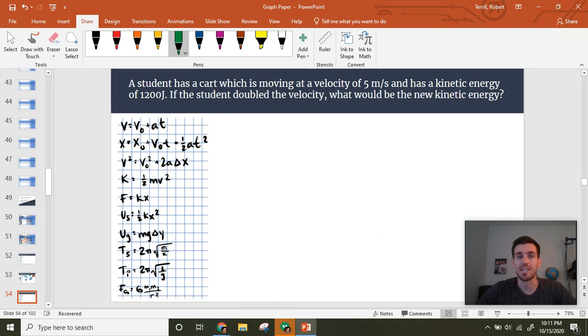All right, next question. Again, you'll have 90 seconds. A student has a cart that's moving with a velocity of 5 meters per second, and it has a known kinetic energy of 1200 joules. If we double the velocity, what is the new kinetic energy? You have 90 seconds.